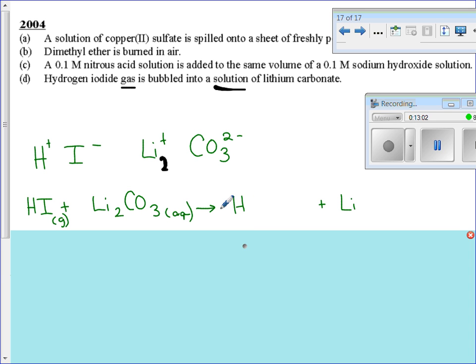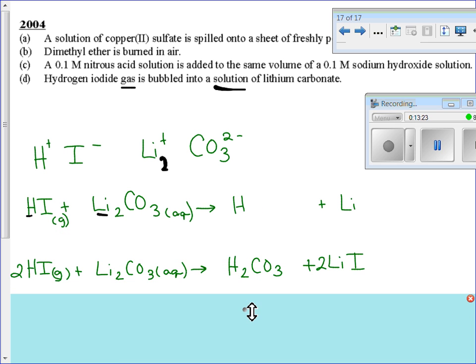Okay, and then this is double replacement again, so I'm going to keep the first ion in each compound where it is, and then I'm going to switch the second 2 ions. So now my hydrogen is going to pair up with my carbonate, and my lithium is going to pair up with my iodide ion, like this.